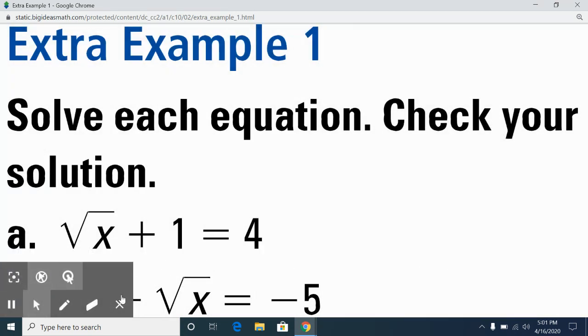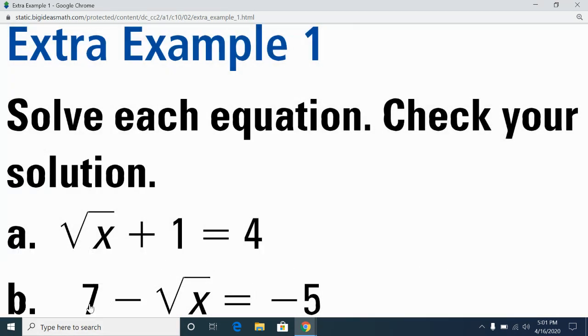This bottom one says 7 minus the square root of x equals negative 5. An easy way is we could add the square root of x to the other side and add the 5 to the other side, which would leave us with the square root of x equals 12, and then square both sides. That would give us our answer there.